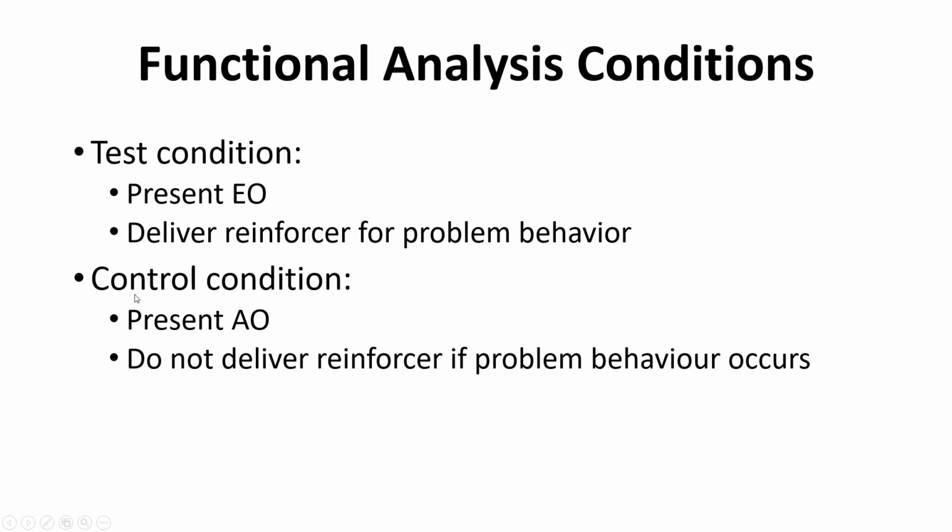For our control condition, we want to present an AO, or an abolishing operation. So with our example, we could have the parent now giving the child attention to begin with. And then if the problem behavior occurs, we don't deliver a reinforcer. And if this EO that we have identified and the reinforcer that we've been using is the same one that's involved in the system, we should see more of that problem behavior occurring in our test conditions and less of it occurring in our control conditions.